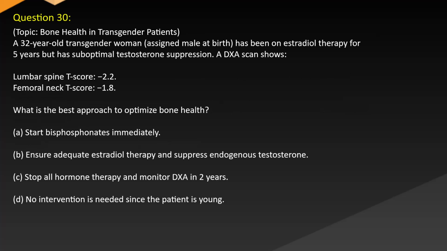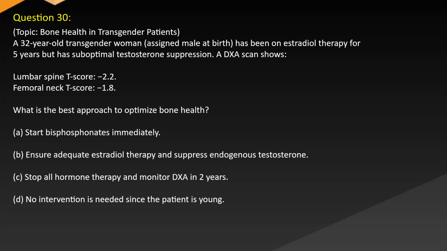Question 30. Topic: Bone health in transgender patients. A 32-year-old transgender woman, assigned male at birth, has been on estradiol therapy for 5 years but has suboptimal testosterone suppression. A DXA scan shows lumbar spine T-score, -2.2, femoral neck T-score, -1.8. What is the best approach to optimize bone health?